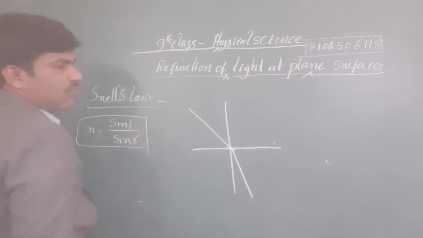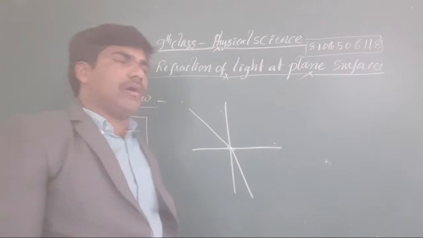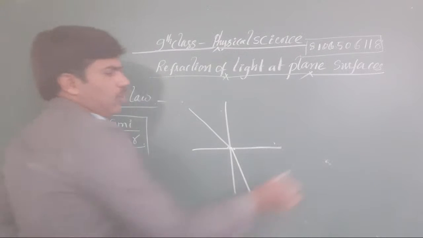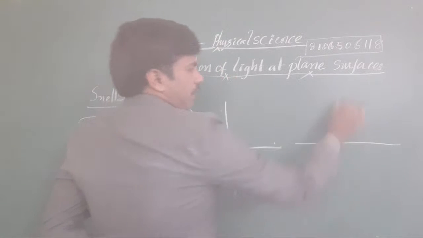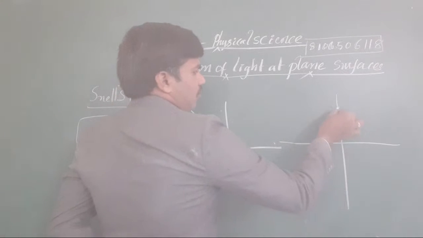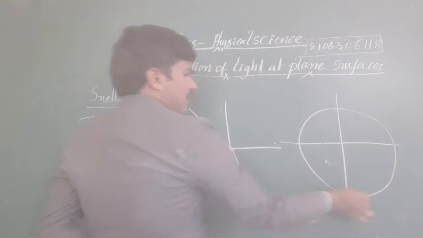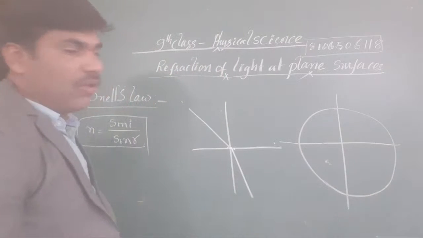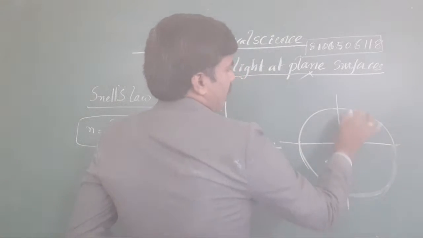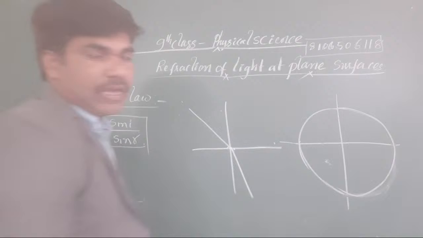How we consider it, you know very well. Here, not taking water, you simply take a paper. On the paper you have to draw the normal. By using the protractor you take a circle. On the circle you have to take some angles here. Clear to all of you? Now you have to take some angles here.